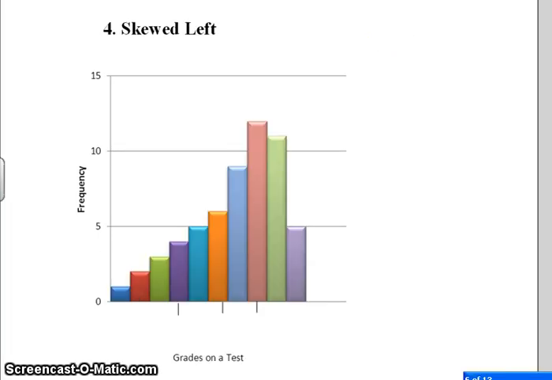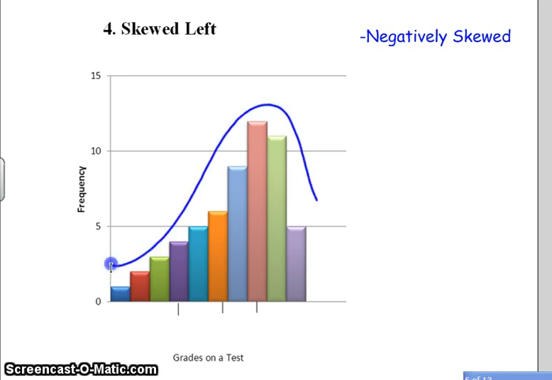The fourth shape of our distribution is one that is skewed to the left. This can also be said to be negatively skewed. Looking at our histogram of grades on a test, we can see that the majority of students got a high grade, whereas a few got lower grade. We can go ahead and draw the general shape of this distribution as well. As we can see, the tail is now on the left side of the graph.